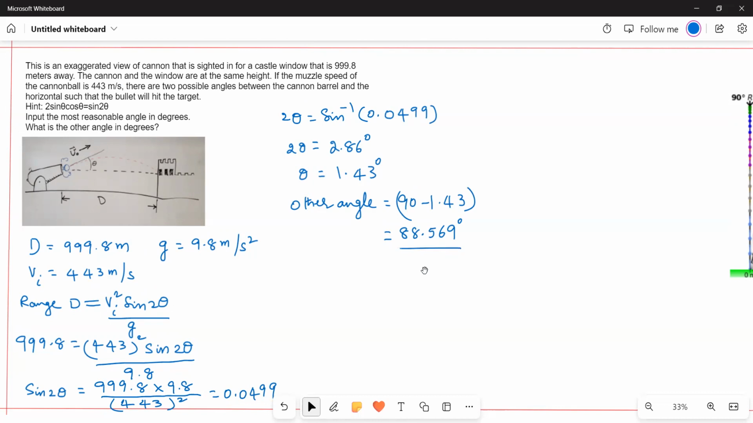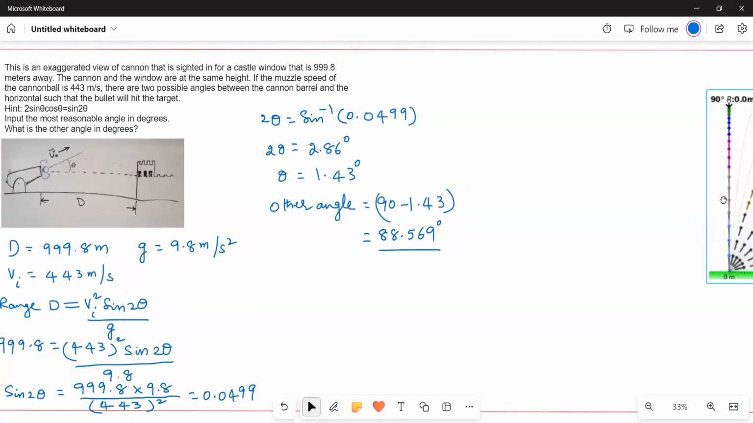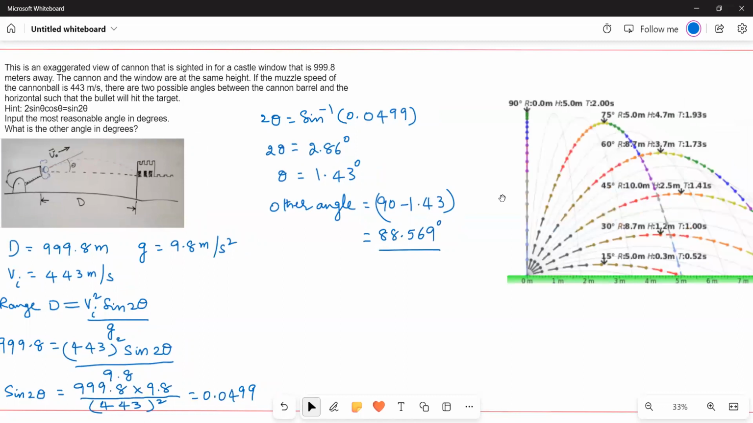But the only thing is, range is the horizontal displacement, and the vertical displacement will be different for both angles. Suppose if it is 1.43 degrees, the vertical displacement will be less, whereas if the angle is 88.569 degrees, the vertical displacement will be more. I will explain to you how it will be different. Okay. You see here, this is the picture.